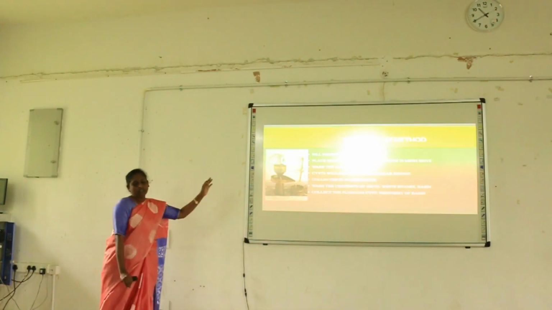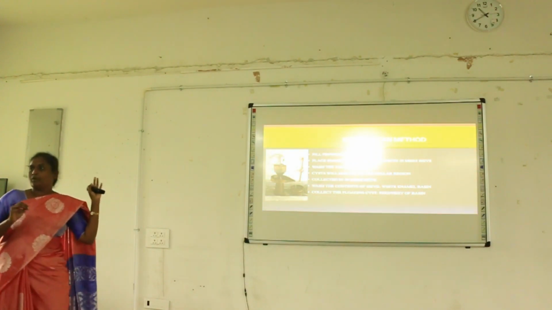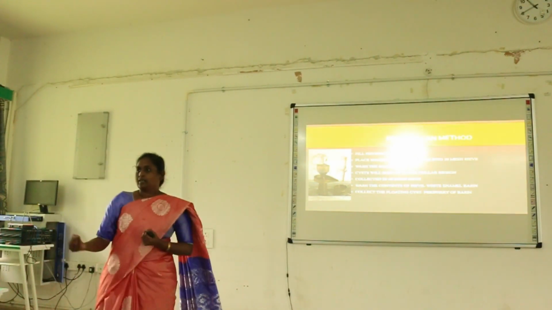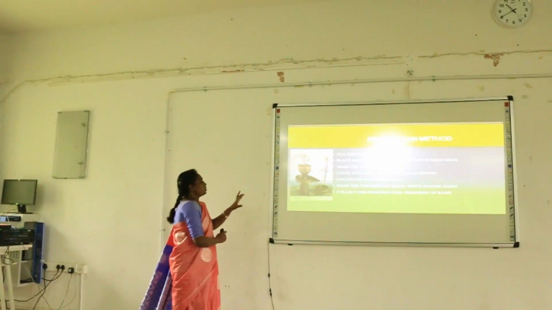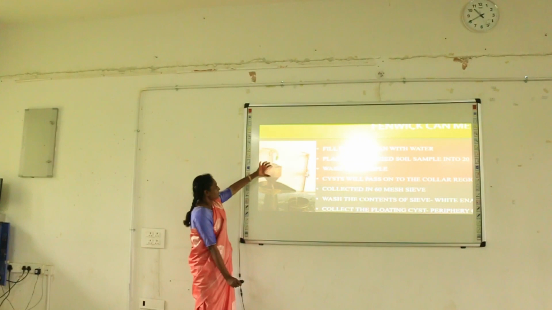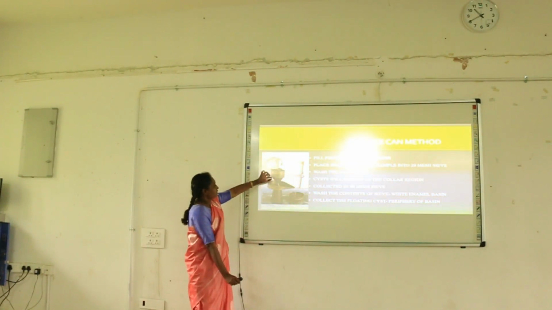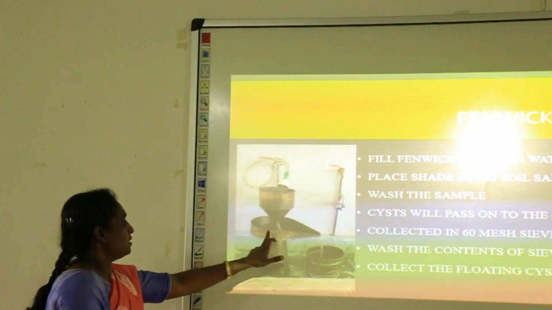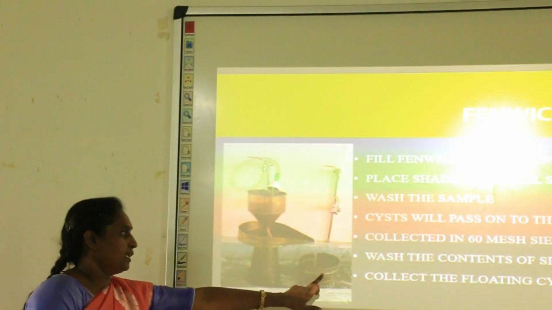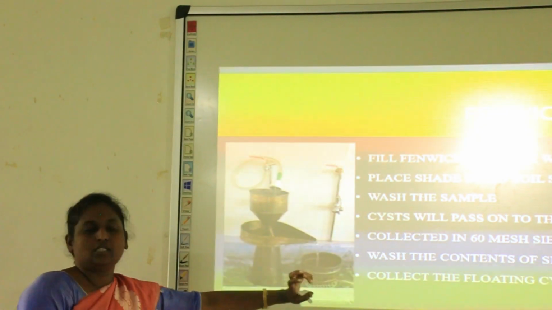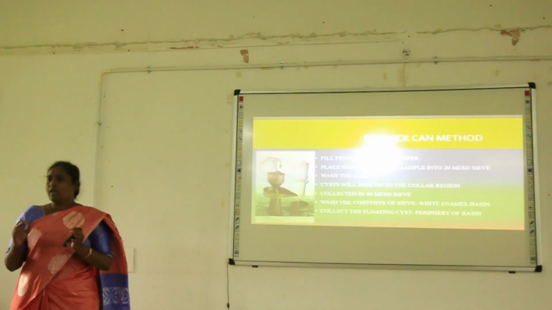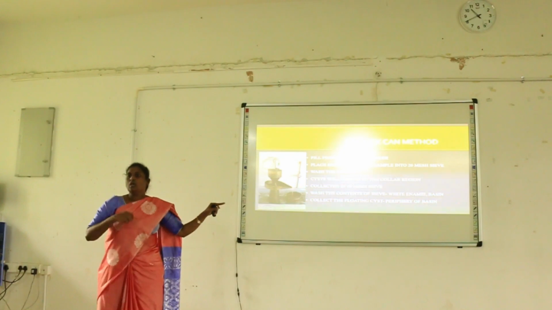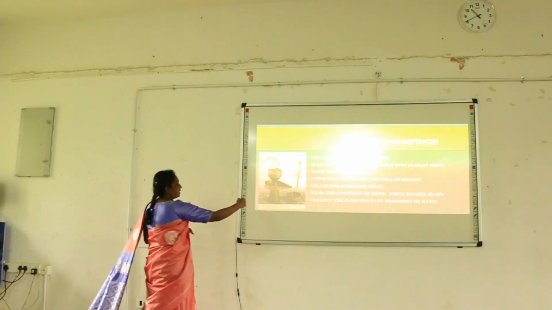Then the Fenwick method. In earlier days, the Fenwick apparatus was made of brass, but now it is available in other materials like glass and plastic. It has some parts. The first part is the funnel. Inside that, a 20 mesh sieve is placed. Then this is the base. This is the collar region, where we collect the cyst nematodes in a 60 mesh sieve. The procedure for this method is to take the soil sample in the funnel containing the 20 mesh sieve and apply water continually for extraction of the nematodes.